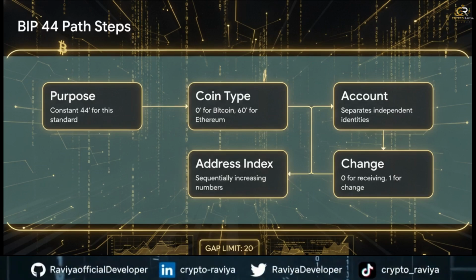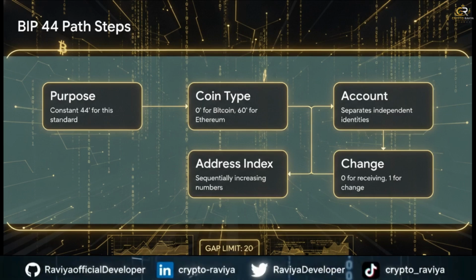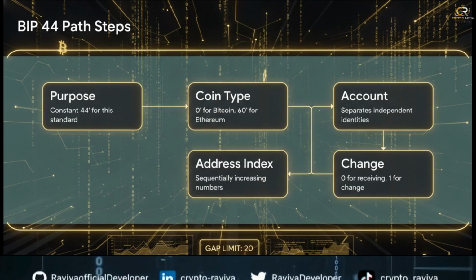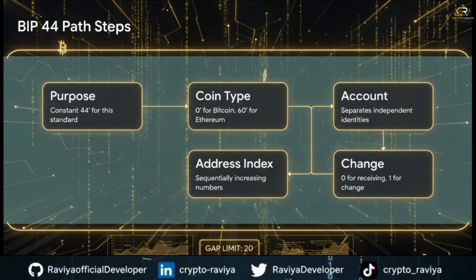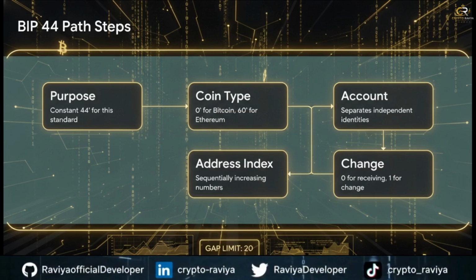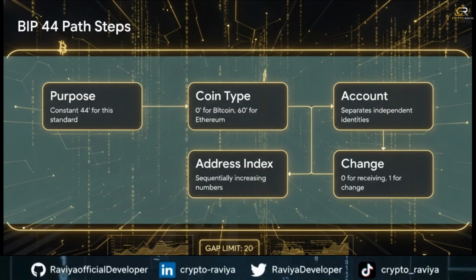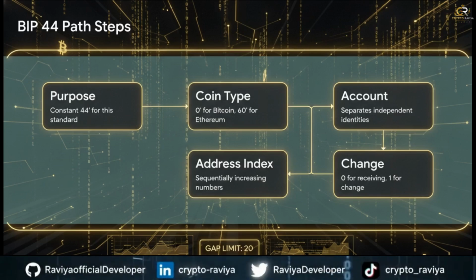Now notice those first three steps use hardened derivation. You can tell by the little apostrophe. So they get that strict security isolation we talked about. Step 4 is the change level, which splits public receiving addresses from internal change addresses. And finally, step 5 is the address index, just sequentially counting up, address 0, address 1, address 2.